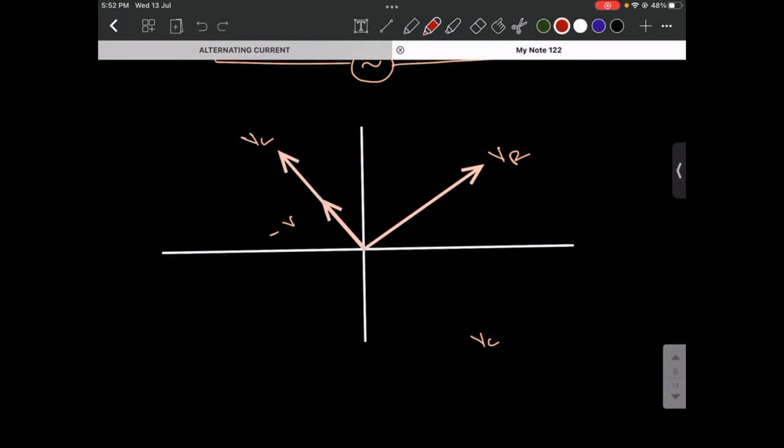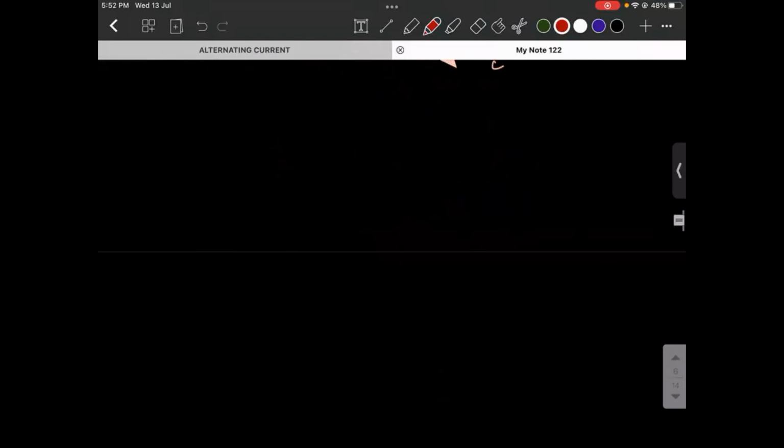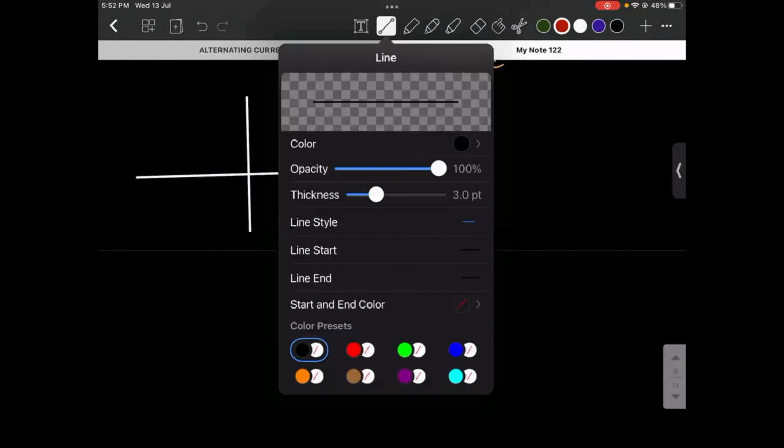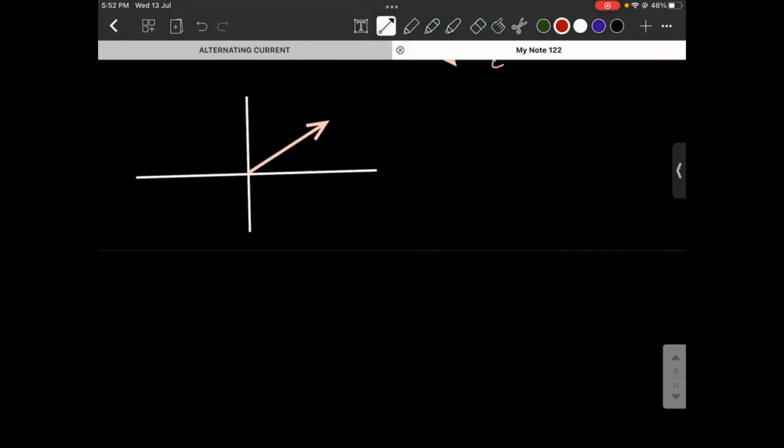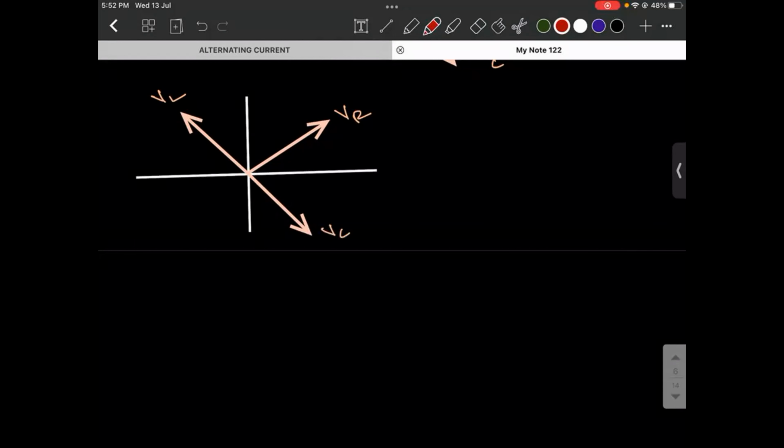Is it clear? So 1 minute, I'll draw it as a separate diagram. So if I repeat the phasor diagram again, this is VR. This is VL. This is VC. Okay. So we can make this VC in this way, and I can write it as minus VC.